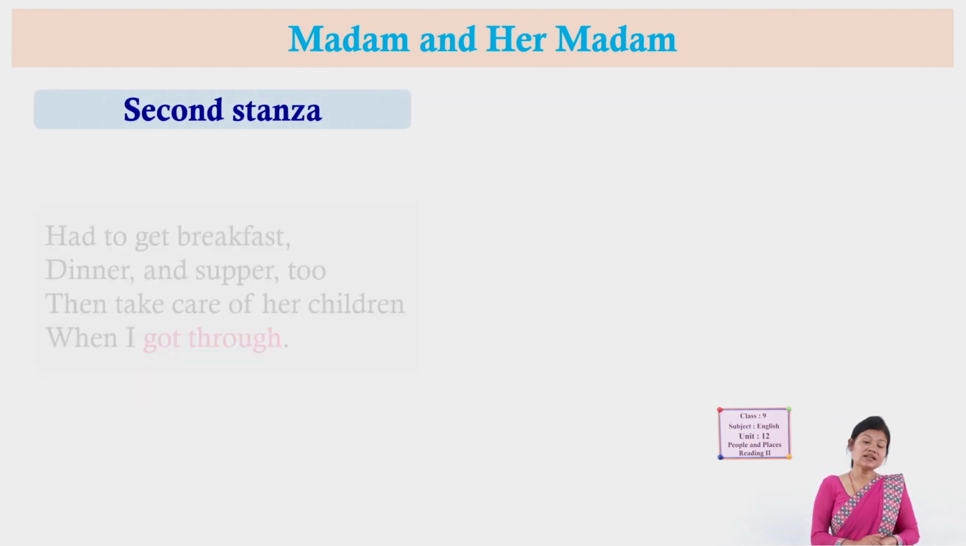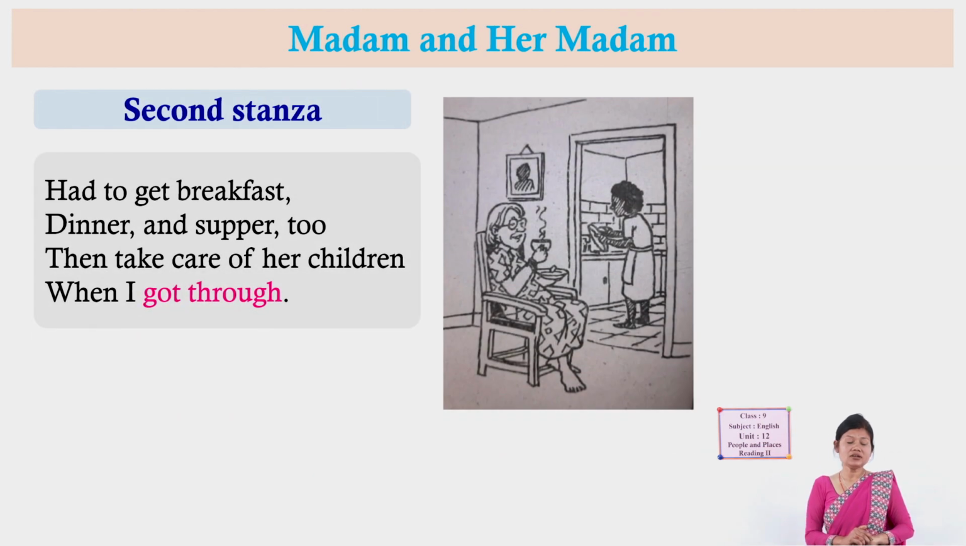Now, in the second stanza, look here: had to get breakfast, dinner and supper too. So, other works as well. She not only has to clean 12 rooms, she has to do other works as well. Look here: had to get breakfast, dinner and supper too. Then take care of her children when I got through. So, simply what does it mean?